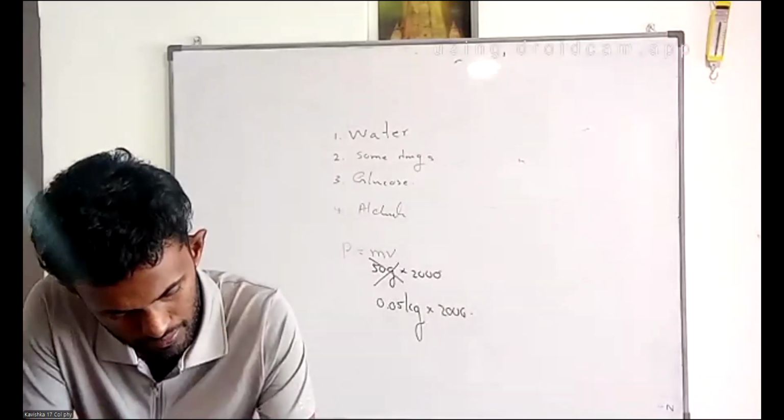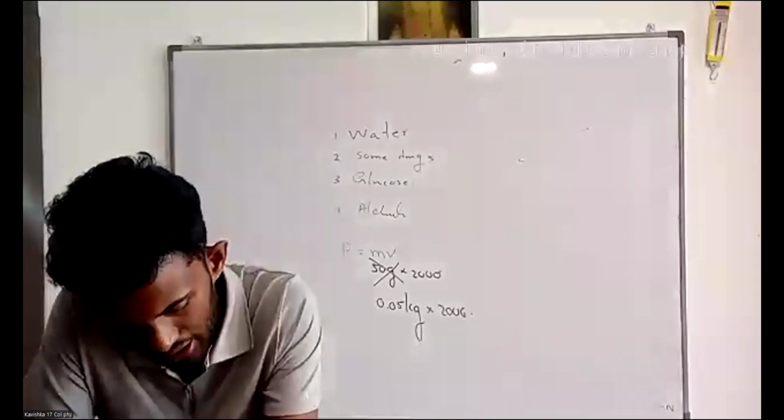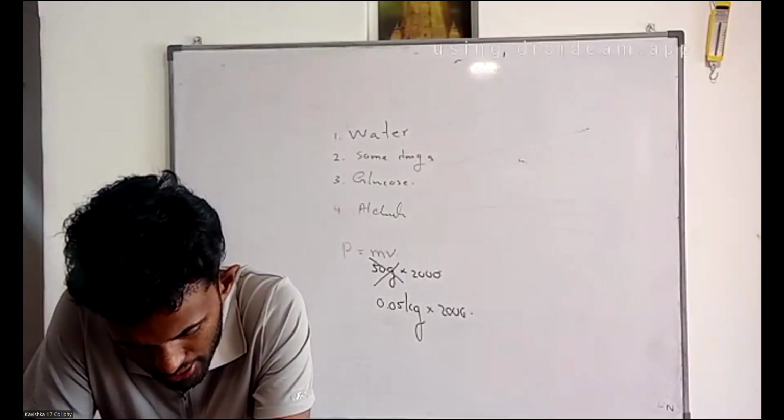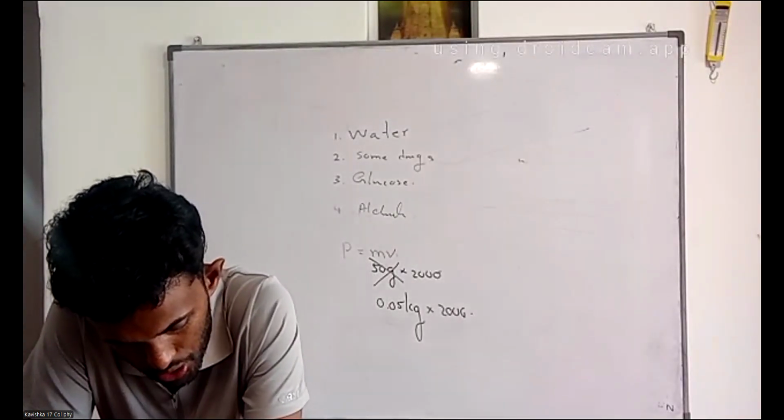Then the 28th one, the condition affecting the blood supply to certain organs due to a blood clot in a blood vessel is called thrombosis.